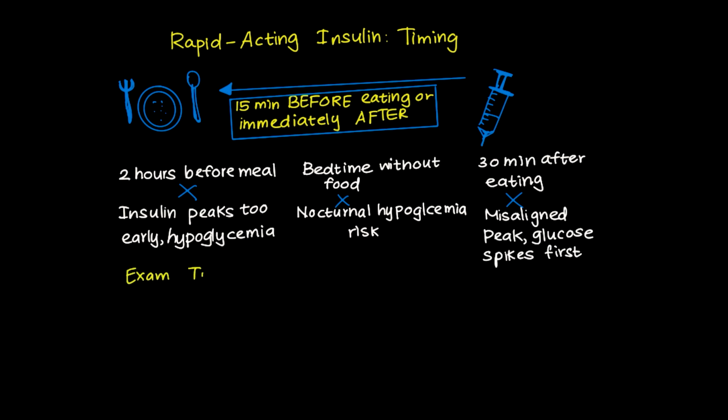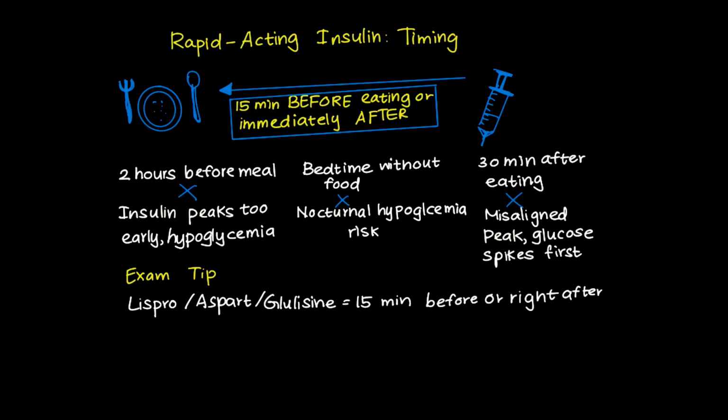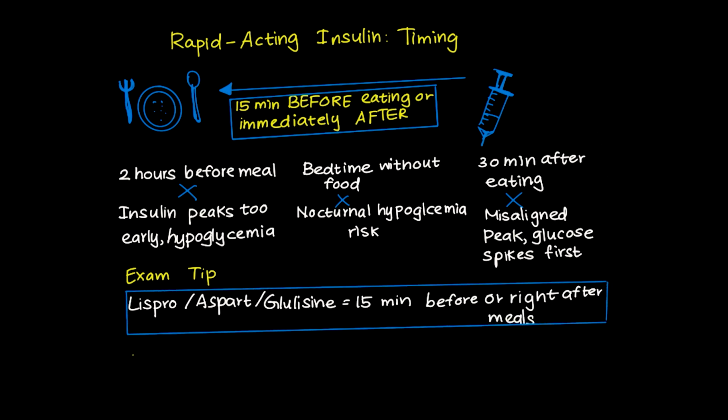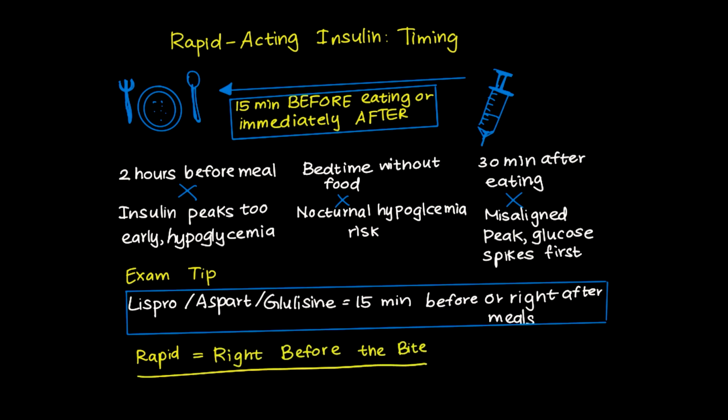Here is a WGU D441 OA exam tip for you. Rapid-acting insulin timing is 15 minutes before or immediately after meals. If the question says Lispro, Aspart, or Glulisine, think 15 and food. Quick recall hook: rapid equals right before the bite, 15 minutes before eating.